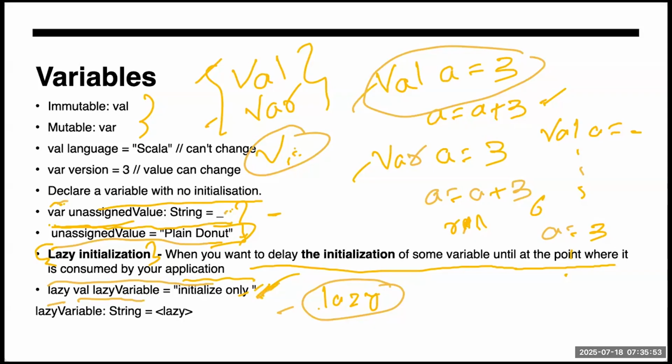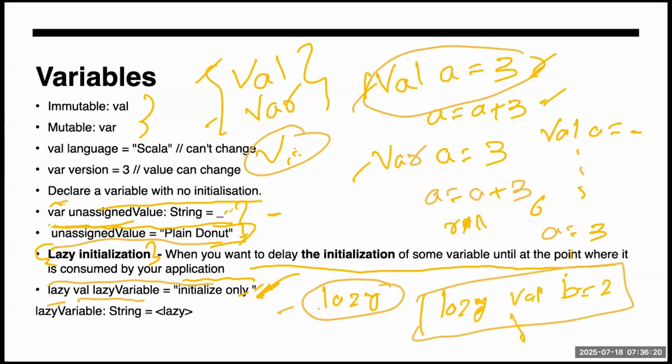Let's suppose the difference between val a = 3 and this. If you give val equal to 3, memory will be assigned to it, whether you use it or not. But if you write lazy val b equal to 2, in this case memory won't be assigned to it. If somewhere in the program you try to use it, let's suppose b equal to b plus 2, or c equal to b plus 2, then only the memory will be assigned to this.